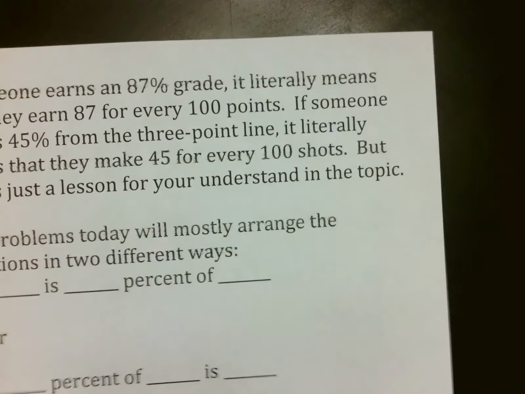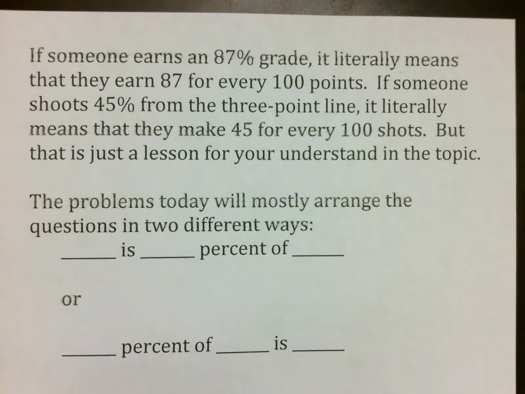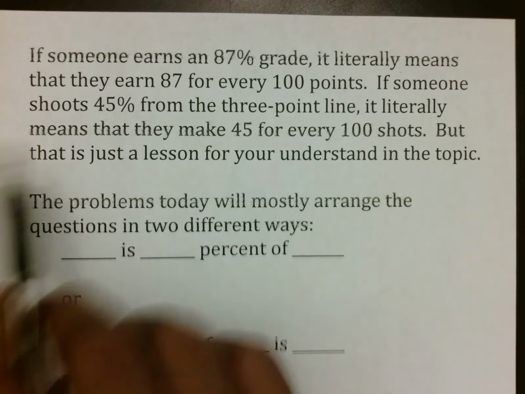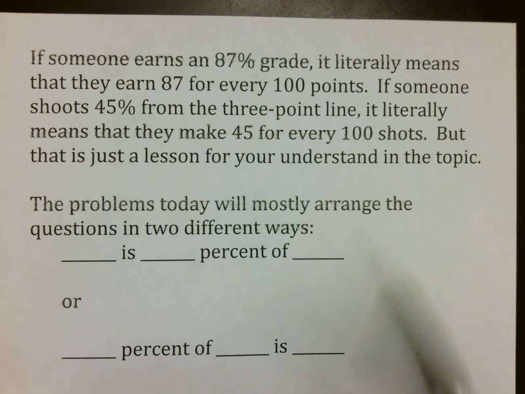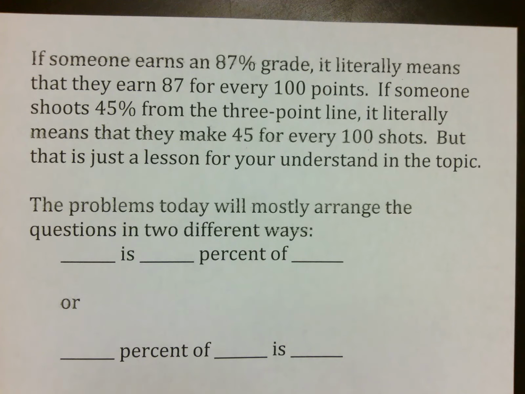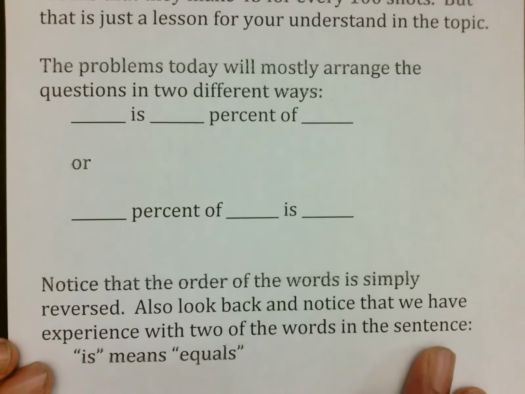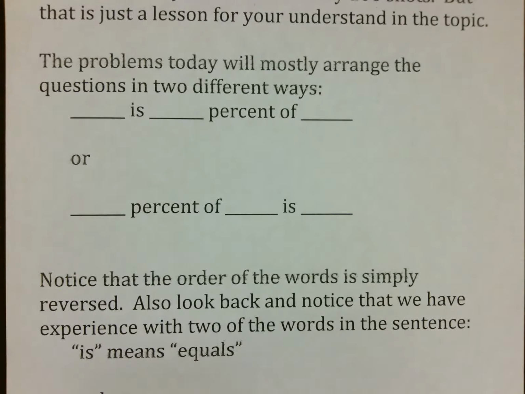So, for example, if someone earns an 87% grade, it literally means that for every 100 points, they earn 87 on average. If someone shoots 45% from a three-point line, for example, it literally means that for every 100 shots, they make 45. So again, your percent is an average because it is an expansion on your performance to break it down to what you would do per 100. But that is just a lesson for your understanding of the topic. For the most part, the problems today don't require that knowledge, but you should at least understand what percents mean in math. That way you know why they are what they are.